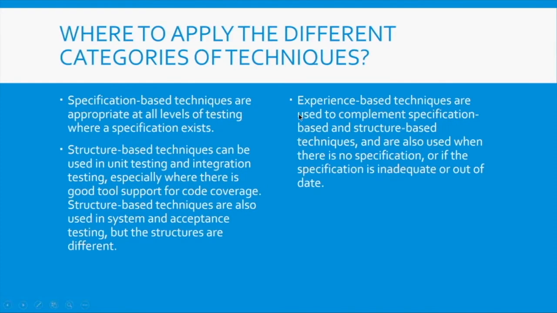So in this approach now, where do you apply different categories of testing? What do you use to determine which type of testing to use? Like I said before, specification-based techniques are appropriate for any level of testing. Most importantly, the specification must exist. You must have a document that you can use to test that application.